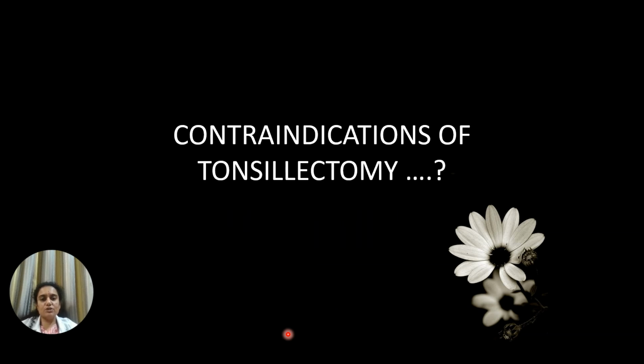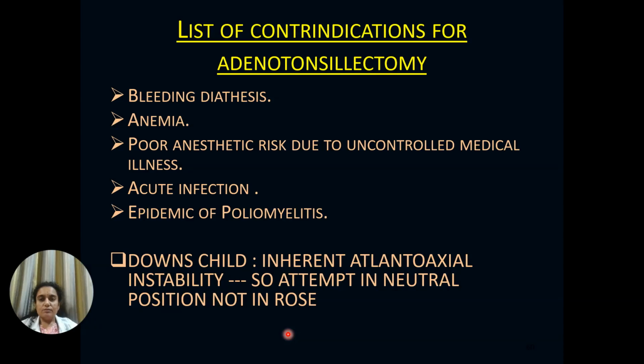What are the contraindications for doing tonsillectomy? Any bleeding disorders, anemia, epidemic of polio, acute infections, uncontrolled medical comorbidities, we have to not prefer doing surgery. In Down's child, they have inherent atlantoaxial instability. So instead of preferring a Rose position, we have to attempt a neutral position or go for conservative management.